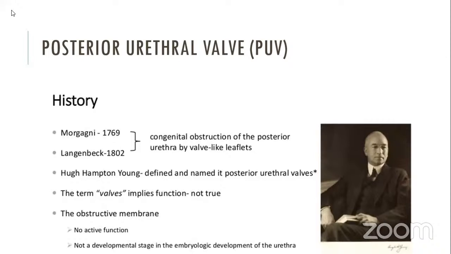In the literature, Morgagni in 1769 first described a congenital obstruction at the posterior urethra having valve-like leaflets, which was later clarified by Langenbeck in the 18th century. More than a century after, Hugh Hampton Young, known as the father of American pediatric urology, defined and named it posterior urethral valve. And after one year, in 1920, Randall first did an endoscopic ablation of posterior urethral valves. This term valves is a misnomer; it implies function.